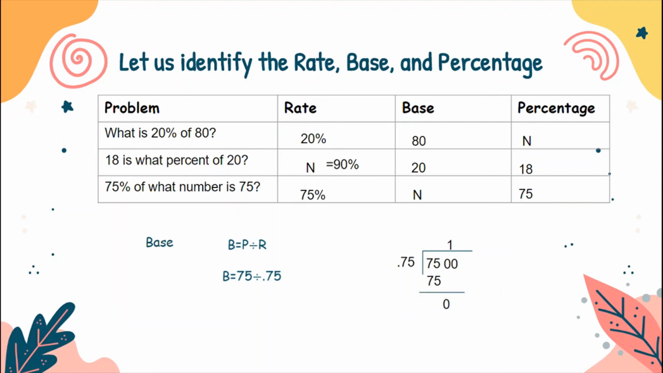So, bring down 0. 0 divided by 75 is 0. 0 times 75 is 0. And 0 minus 0 is 0. Now let us bring down the last 0. 0 divided by 75 is 0, 0 times 75 is 0, and lastly, 0 minus 0 is 0. Now, the value of our base is 100. So n here is equivalent to 100.